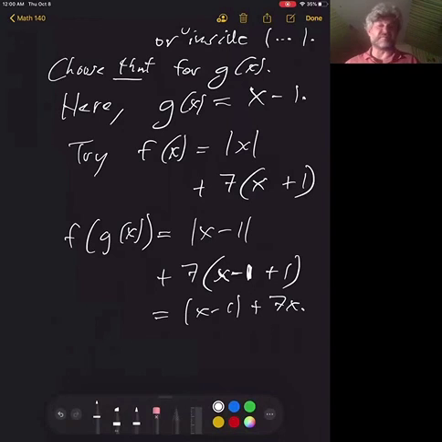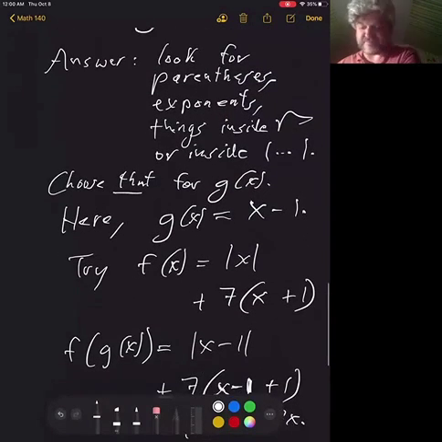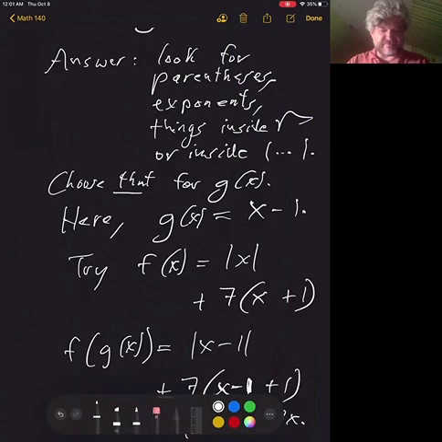So this can be sometimes tricky, but can also be sometimes easy. If that 7x hadn't been there, it would have been an easy example. Okay, so that's the deal, the questions that can happen for composition.